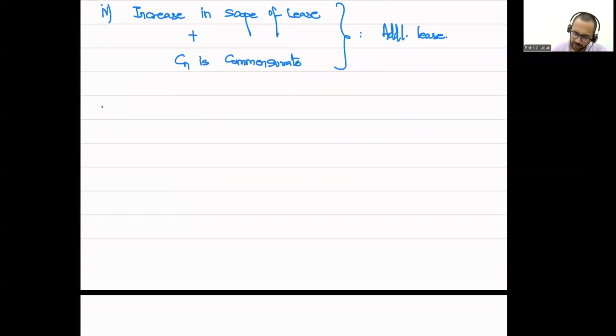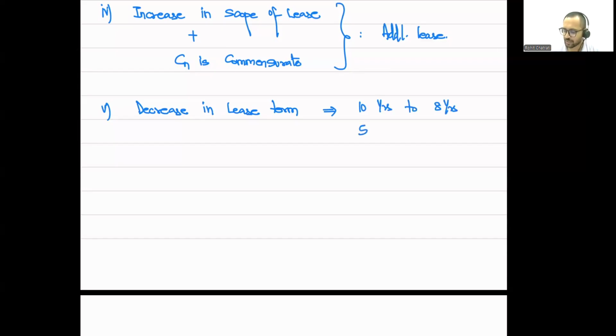The other example that we also did was a decrease in lease term. We didn't have an institute example, so we took our own example of a decrease in lease term. In this case, the term reduced from 10 years to 8 years, and the remaining life reduced from 5 years to 3 years. This was basically a 40% decrease.